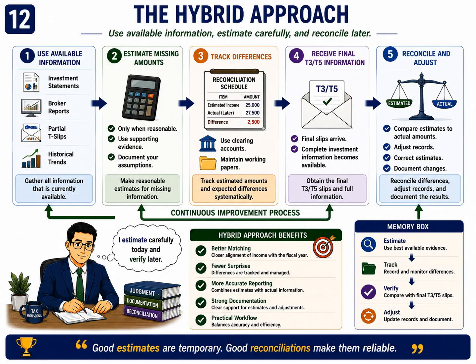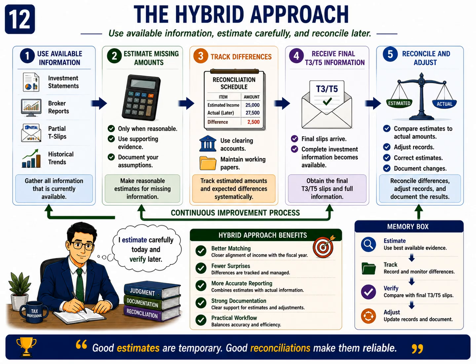Now that we've seen why a hybrid approach exists, let's look at how the methodology actually works in practice. The hybrid approach is designed to combine the strengths of both reporting methods we've discussed throughout this chapter. It recognizes that some information is available today, some information is missing today, and additional information will arrive in the future. Rather than ignoring missing information or waiting indefinitely for perfect information, a hybrid approach creates a structured process for dealing with both. Let's walk through the 5 steps shown on the slide.